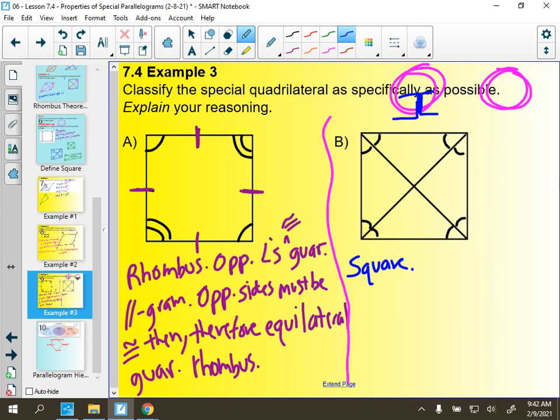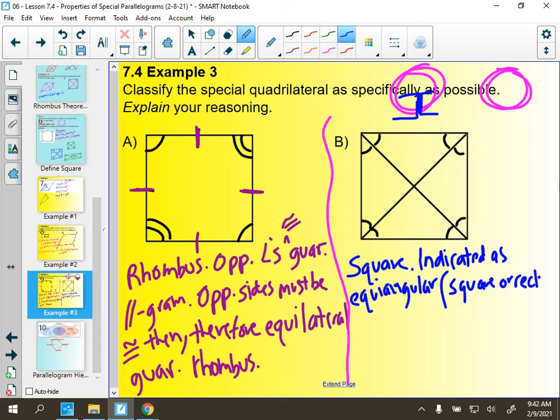Okay, so how do we justify this? Well, let's go in the order we mentioned it. So it's got to be a square. Markings indicated as equiangular. Hope you can read that, equiangular. So that narrows it down to square or rectangle. Let's just abbreviate. And this is basically what we talked through. So it's got to be a square or rectangle because it's indicated as equiangular.